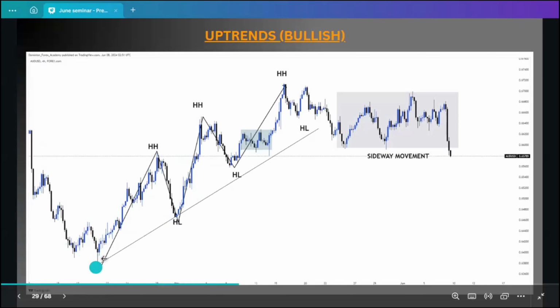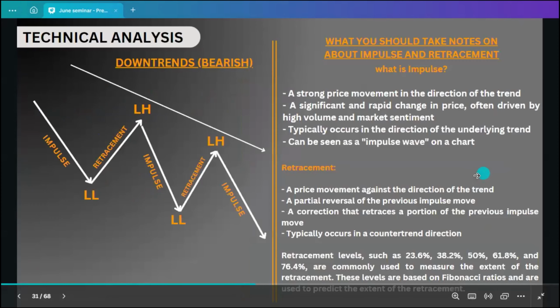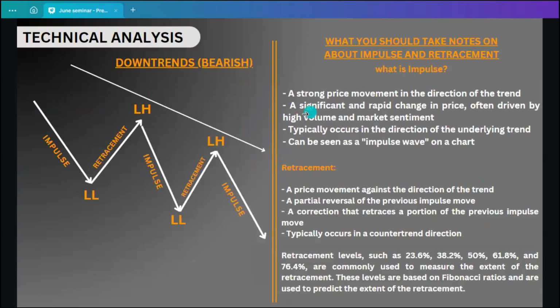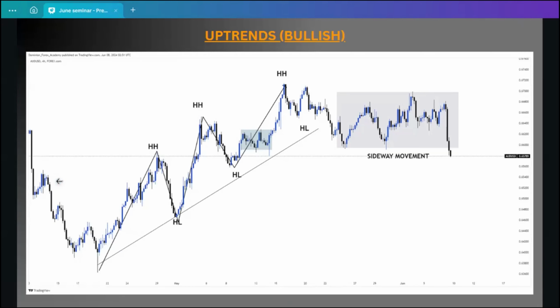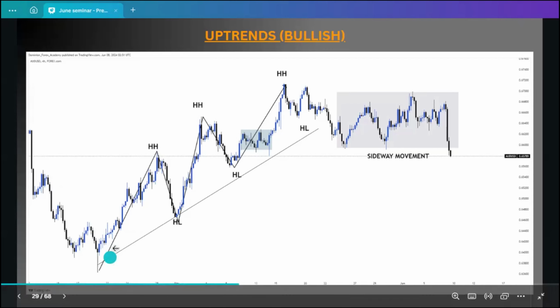Price has now switched to bullish, making higher highs and higher lows. So you can see impulsive movement in the market. Now, an impulse is a significant and rapid change in price, often driven by high volume and market sentiment. It is that high volume and market sentiment that makes the movement very strong, as you can see.